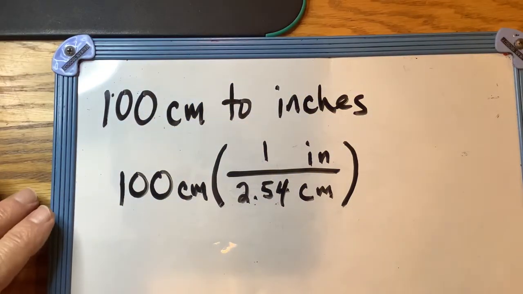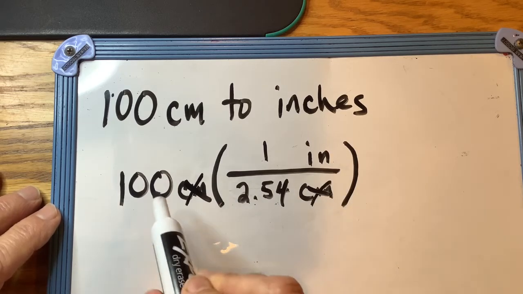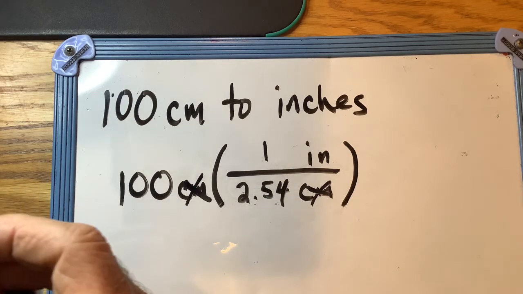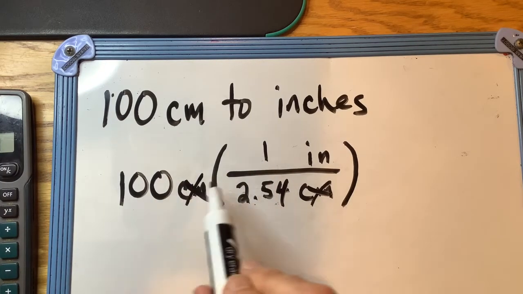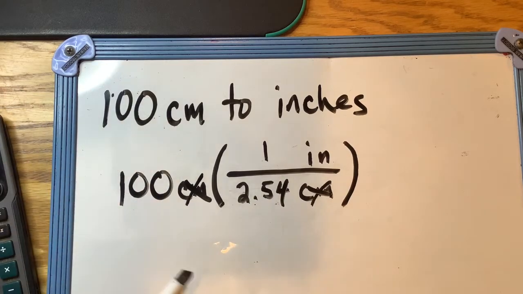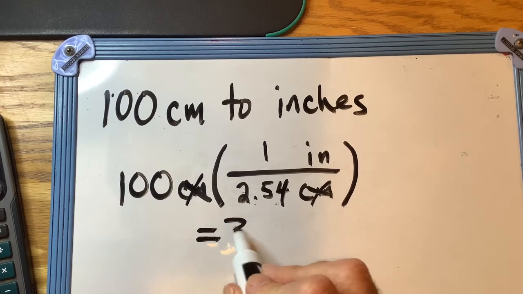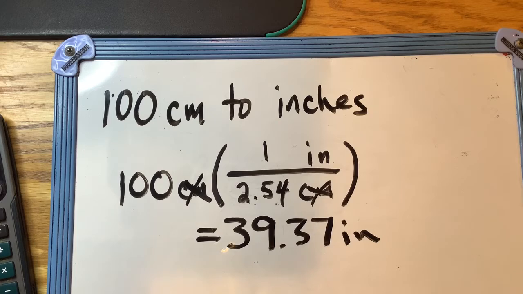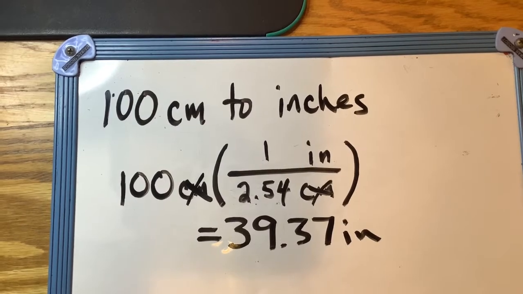Now, when you do it this way, centimeters is going to cancel out, and you're going to end up with inches. So now what you do is you multiply 100 times 1 over 2.54, but if you want to cheat a step, 100 times 1 over something is the same as taking 100 divided by that. So I'm going to take 100 divided by 2.54, and that's going to come out to be equal to 39.37 inches.